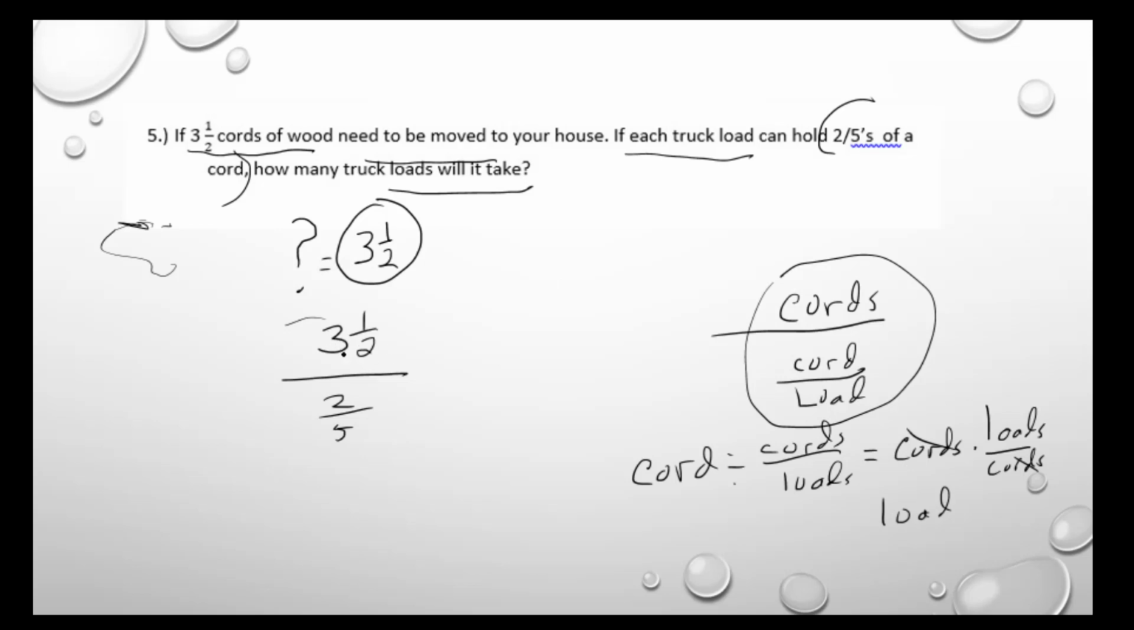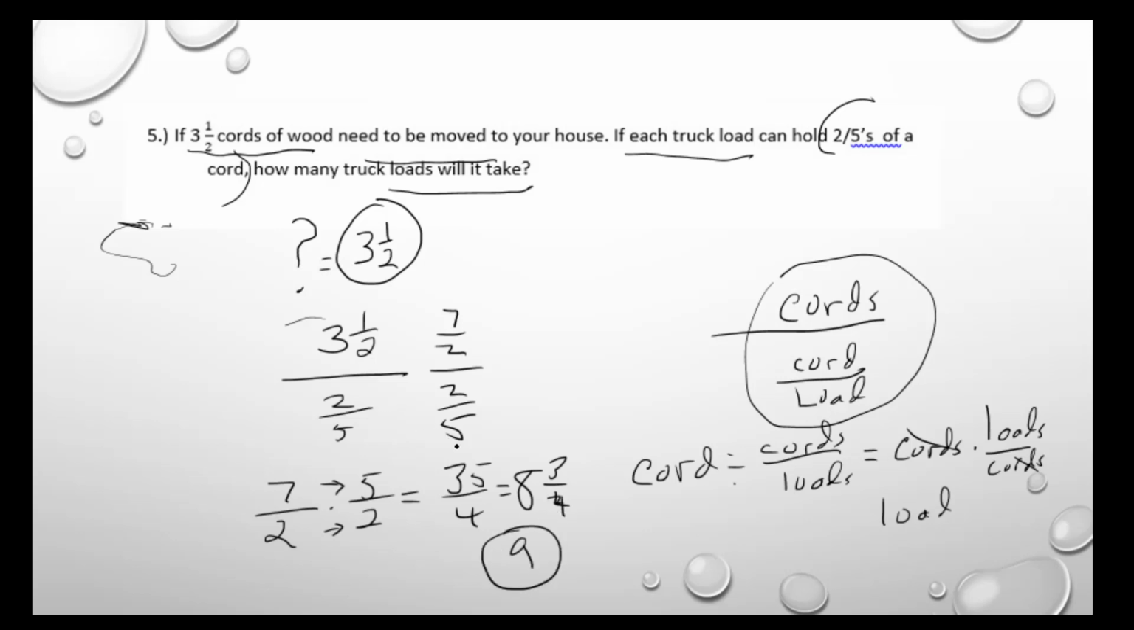So let me take 3.5 and turn it into a fraction. That would be 7/2 divided by 2/5. That's the same thing as 7/2 times 5/2, which is 35/4, because you multiply straight across, which is 8 3/4 of a load. In other words, it's going to take you 9 trips. You can't take 3/4 of a trip, right? How many truckloads would it take? It would take 9.